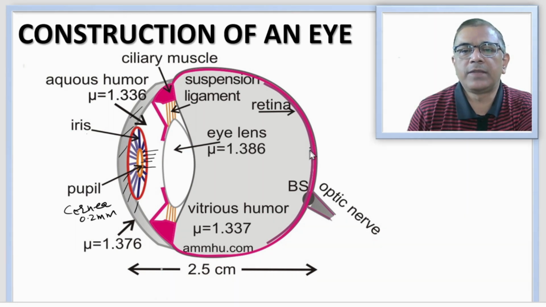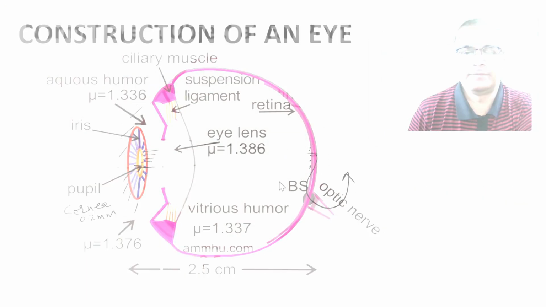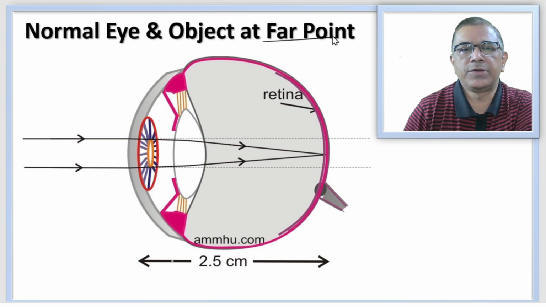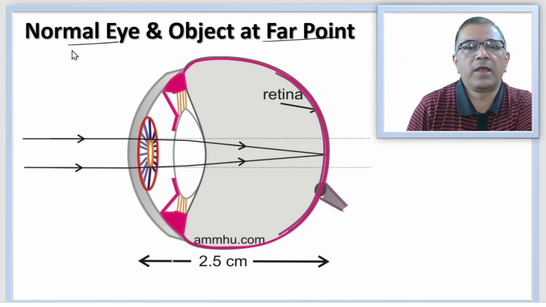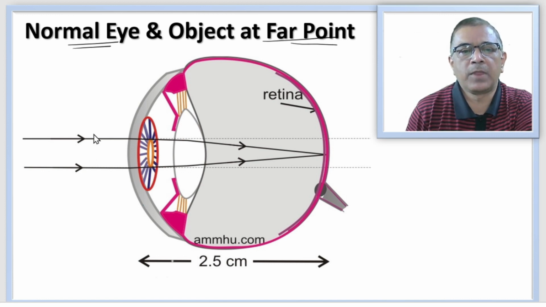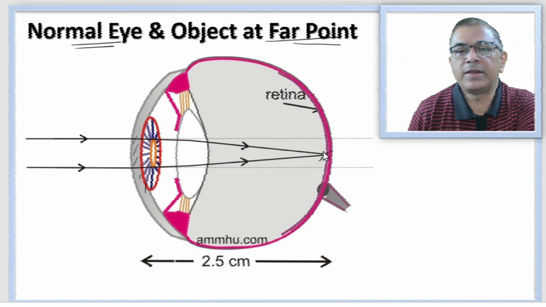The sensors on the retina convert the optical signal into an electrical signal, which passes through the optic nerve and is analyzed by the brain. In this slide, you see the normal eye and the ray diagram when the object has been kept at the far point. Normal eye means it is free from any defect, and the far point means the object lies at infinity. Light rays traveling from infinity enter the eye and are refracted by the cornea as well as the lens system within the eye, and get focused at the retina.